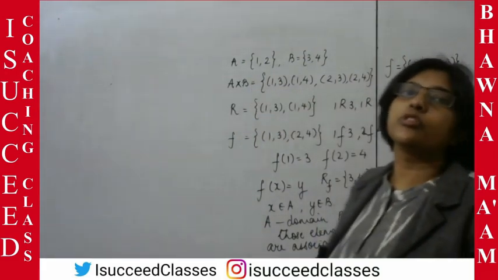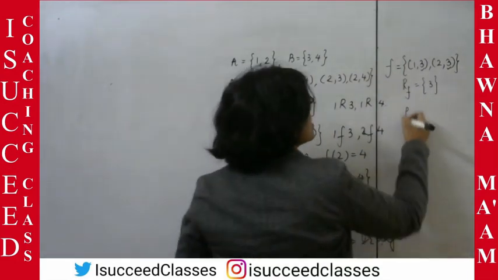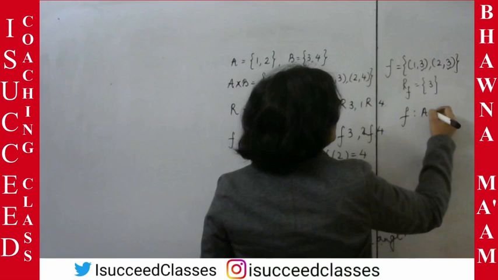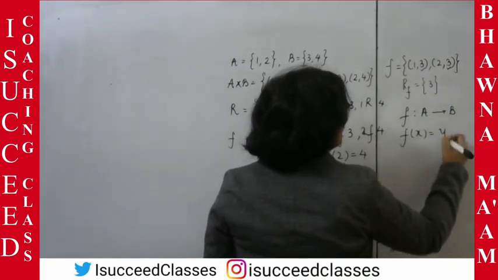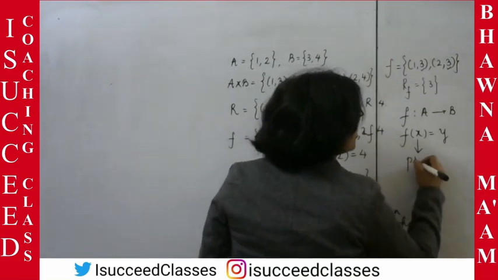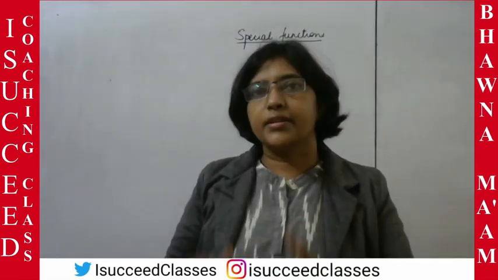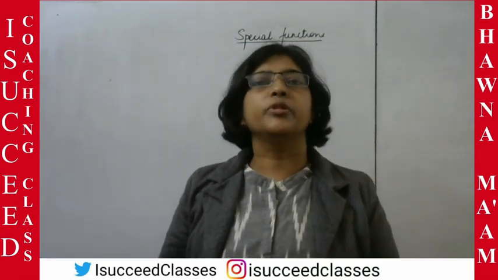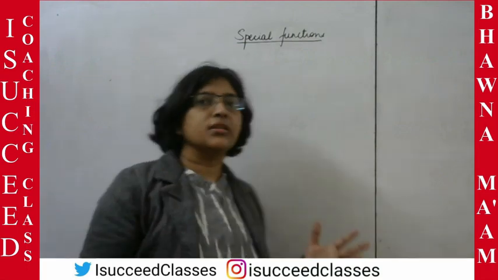Because we are looking for a function on A cross B, it will be written as f from A to B such that f of x is equal to y. X is called the pre-image and y is called the image. These are those functions which we will be using very frequently. So the first one is the linear function.